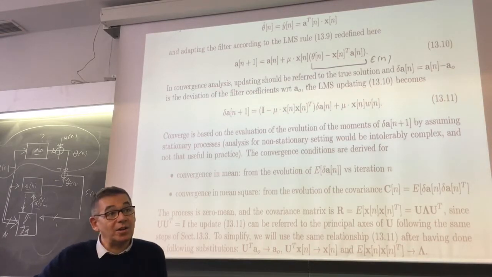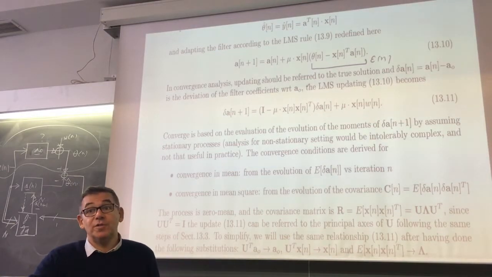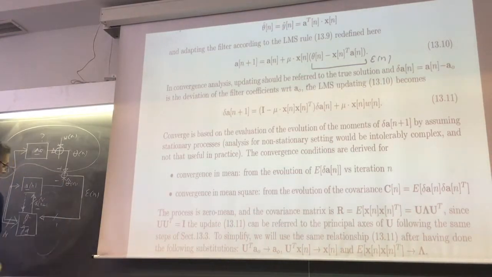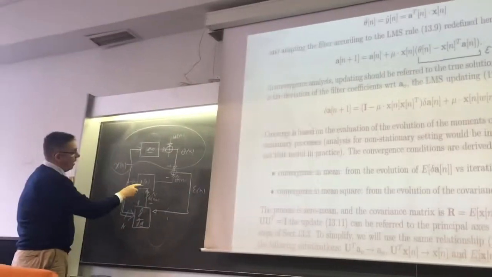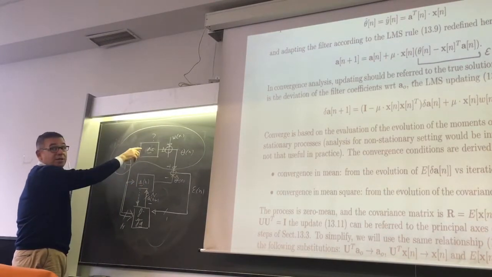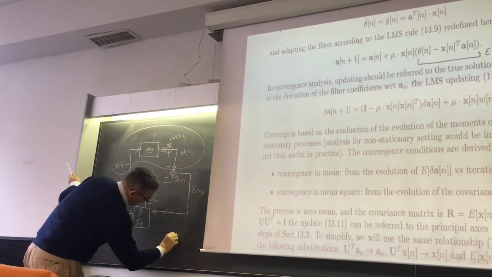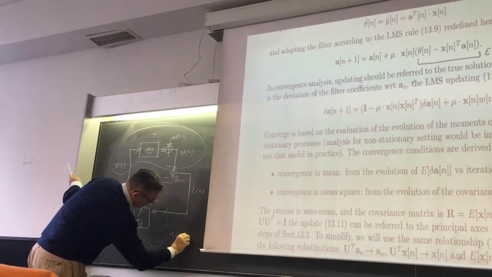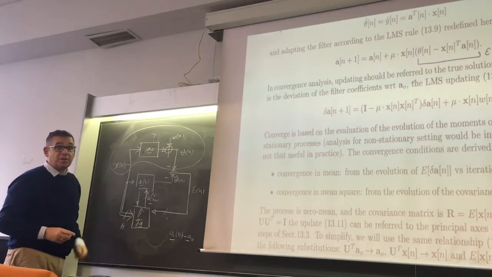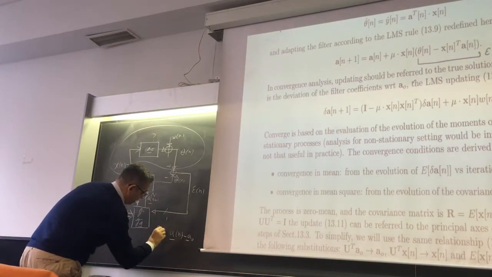Now, to calculate the convergence, the way is to define the error in the filter. So what is the convergence? What I want, asymptotically, is that an goes to A0. That means that an minus A0 is the error in the filter coefficient. So I call this one delta an.